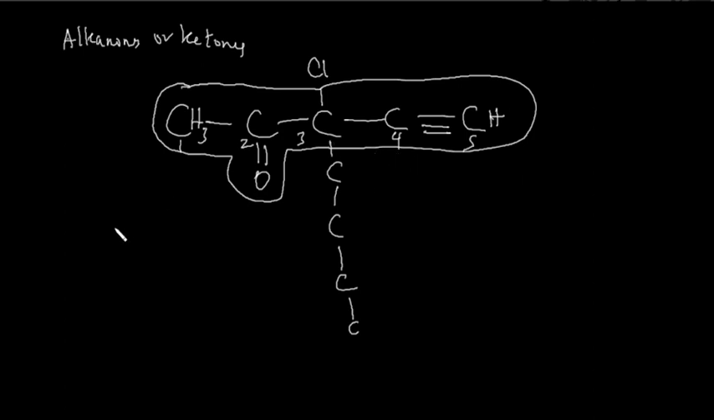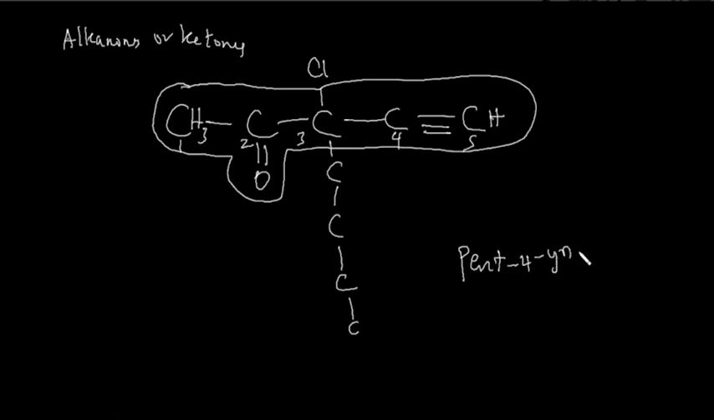And so if we are looking at the root word for this compound, 5 indicates pent. So this is going to be pent. Then we have our primary suffix, which indicates unsaturation. Triple bond is yne. Where is this yne found? Between 4 and 5. So this is pent-4-yne.